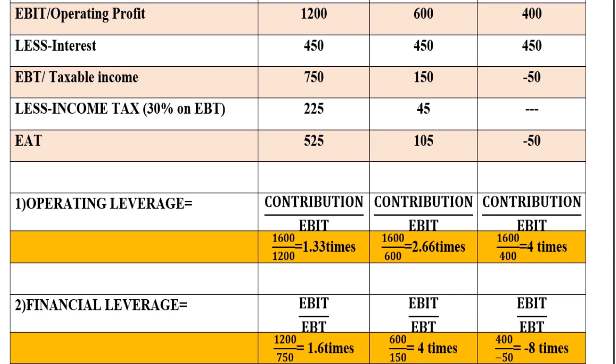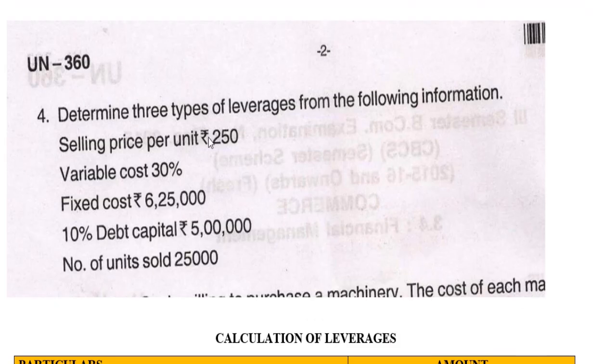Let us see one more problem on preparation of income statement and calculation of leverages. Determine three types of leverages from the following information. The selling price per unit is rupees 250. The variable cost is 30%, and fixed cost is rupees 6,25,000. 10% debt capital is 5 lakh.